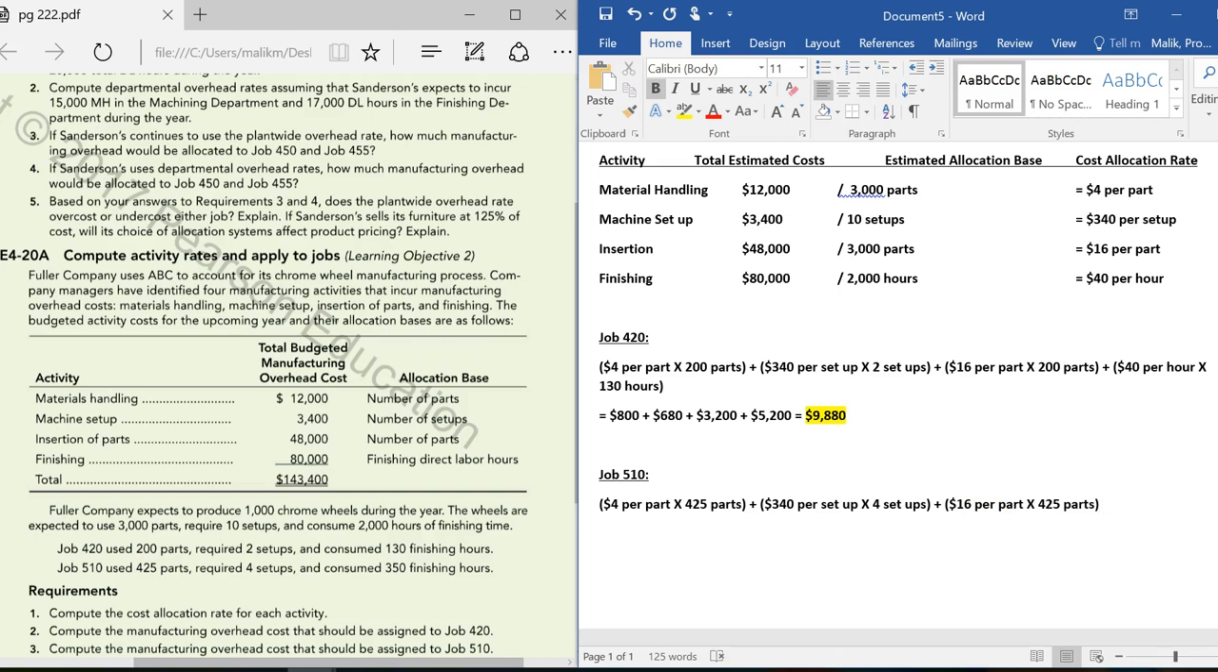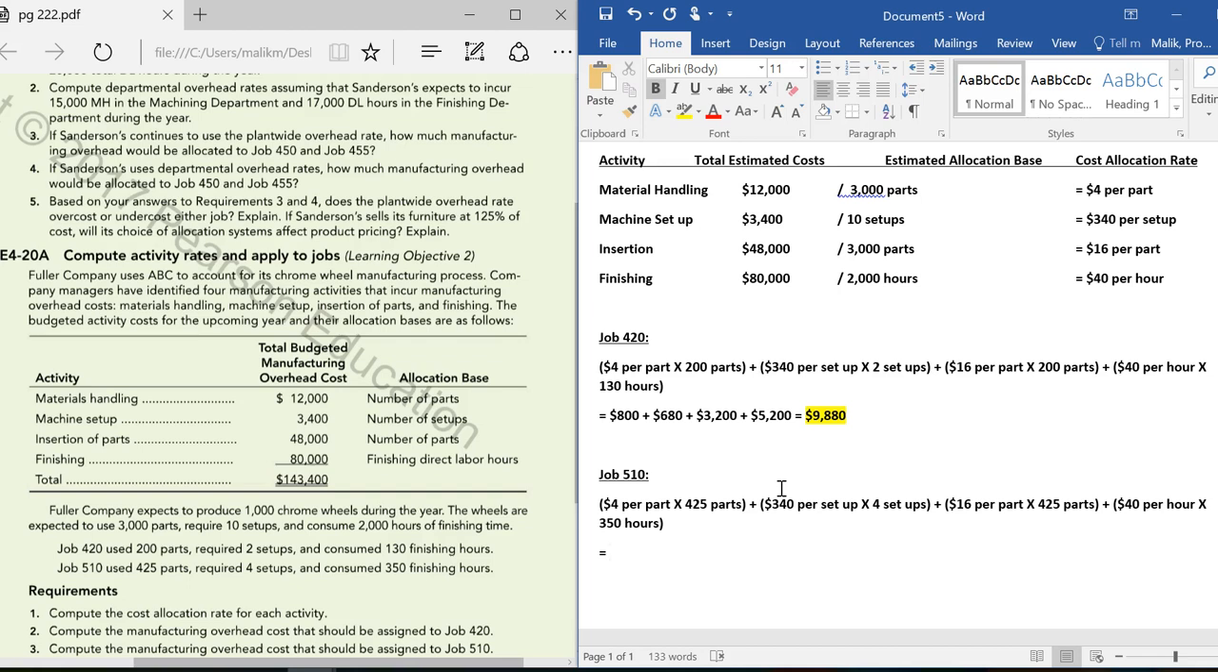And our last activity is finishing. The rate is $40 and it is driven by hours, so we're gonna multiply it by the actual number of hours. So job 510 actually consumed 350 hours. So now I will multiply this $40 by 350 hours. Please do the calculation and check the numbers. I also have my calculator. I'm doing the calculations.